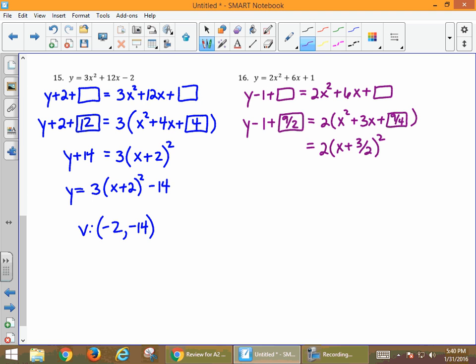Combining my terms on the left. Y. Negative 1 plus 9 over 2 is 7 over 2. And then subtract to get y by itself. 2, x plus 3 halves squared, minus 7 over 2. The vertex is negative 3 over 2, negative 7 over 2. That concludes page 2.